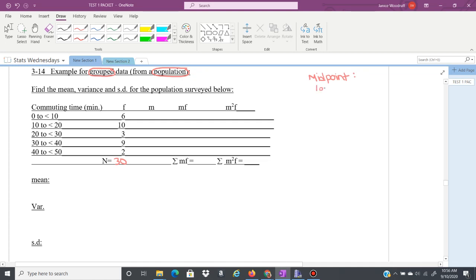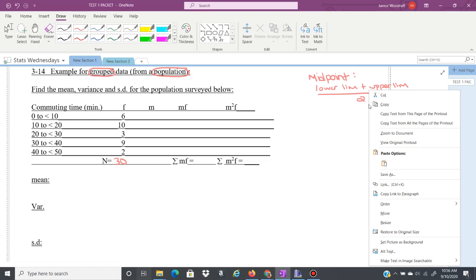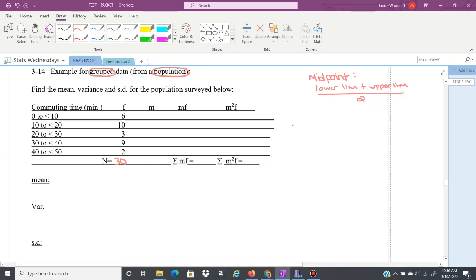So we're going to say the lower limit plus the upper limit, divided by 2. Yeah, it's the limits, not the boundaries though, because the boundaries are going to be a little bit different. So it's just these numbers. So yeah, 0 plus 10 divided by 2 would be 5. So it's just the middle. It's the average of these two numbers.